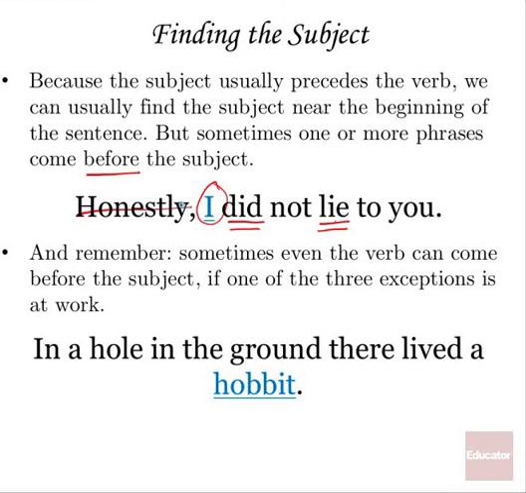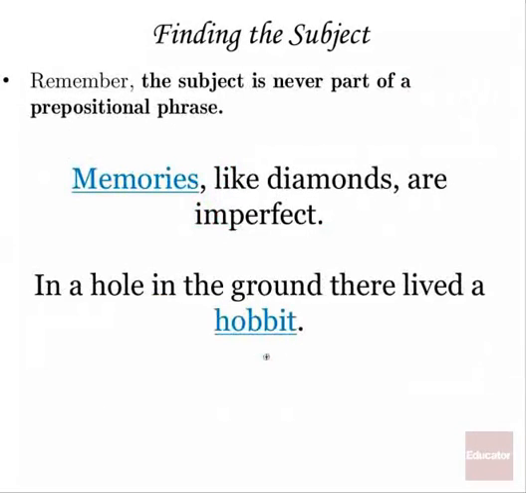And remember, sometimes the verb can come before the subject if one of those three exceptions mentioned earlier in this lesson is at work. So we look at, in a hole in the ground there lived a hobbit. In a hole, in the ground, two prepositional phrases. There lived, that's a form of there is, there was, a hobbit. The hobbit is doing the living, and in this case, it's the last word in the sentence.